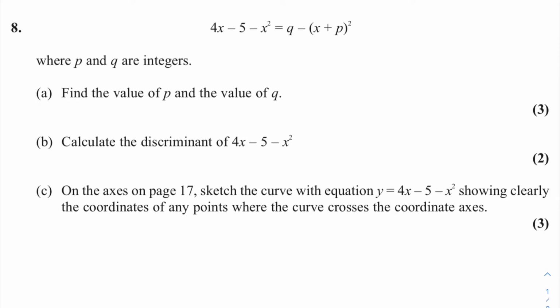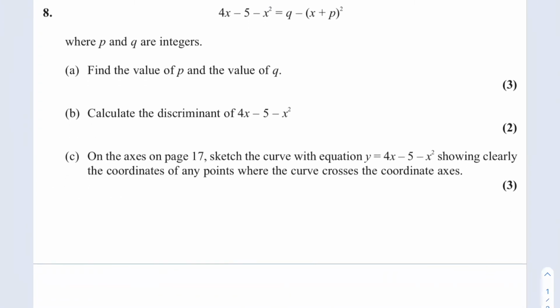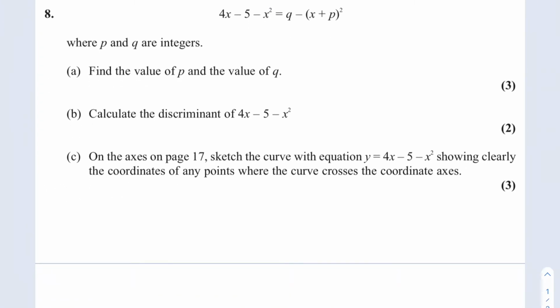In part B, we have to find the discriminant of this quadratic, and then in part C, we are sketching that quadratic. So it is very reminiscent of a completing the square question, although the format's slightly different. So for 3 marks in part A, find this p and q. So I'm told that 4x minus 5 minus x squared is equal to q minus (x plus p) squared.